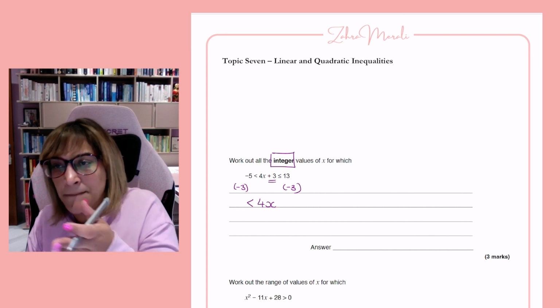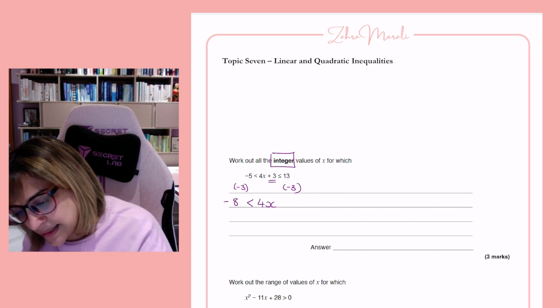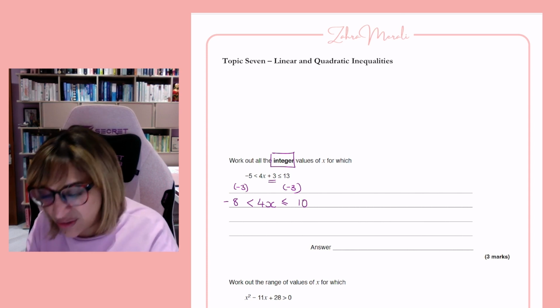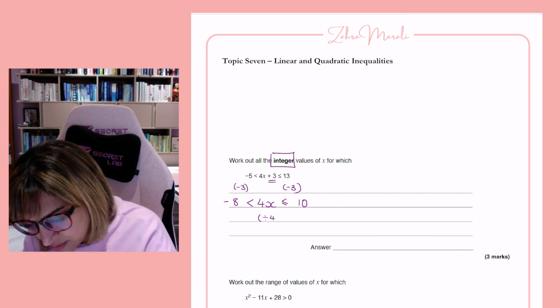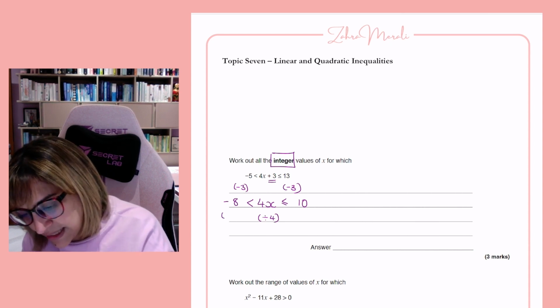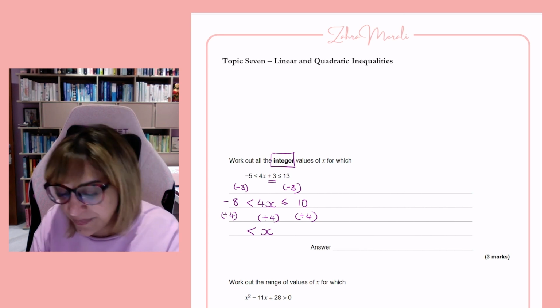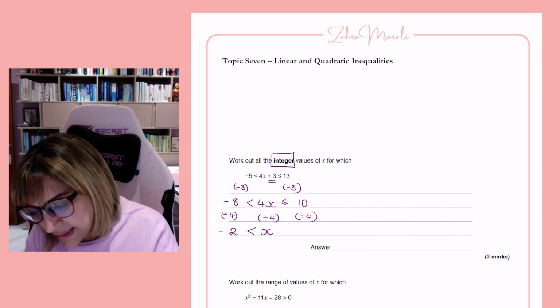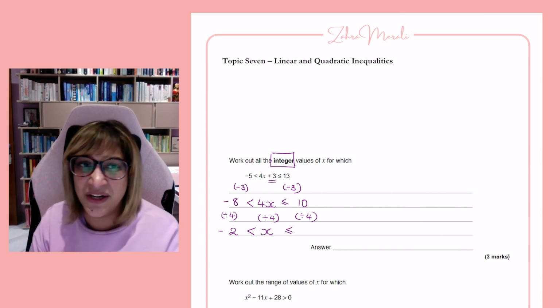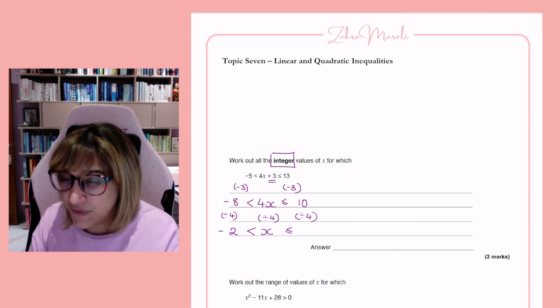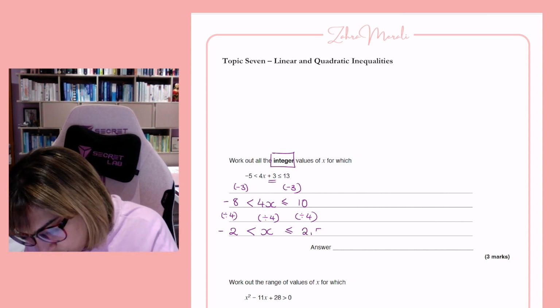So if I do minus 5 minus 3, I'm going to get minus 8. 13 minus 3 is going to give me 10. Now I want x on its own, so I'm going to divide by 4. So when I do that, I have to divide both sides by 4, which leaves me with x. Minus 8 divided by 4 is minus 2. And then we've got 10 divided by 4, which is the same as 2.5, 5 over 2.